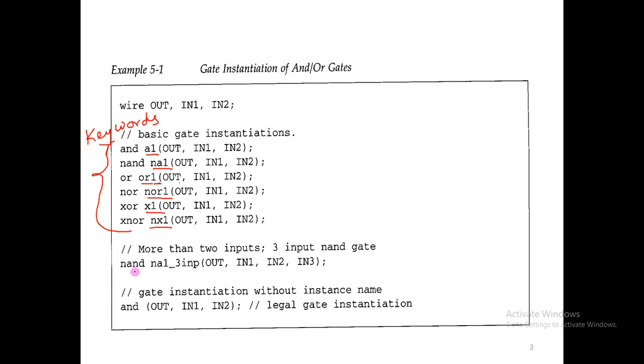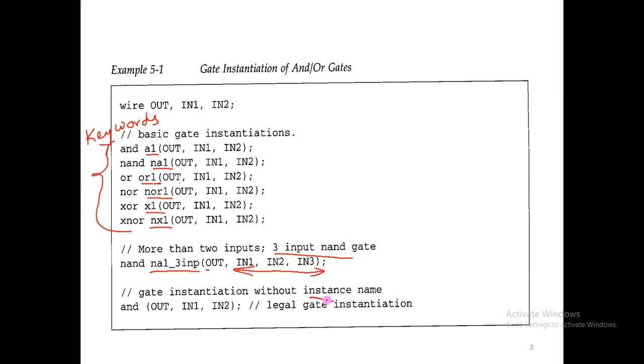Okay. Next, NAND with more than two inputs. I want to design a three input NAND gate. It's quite simple. NAND, this is the optional label. You may have it, you may ignore it, or you can write any label of your wish. Output is the output, followed by any number of inputs. I said there are three inputs, hence it is called a three input NAND gate. You can have any number of inputs here.